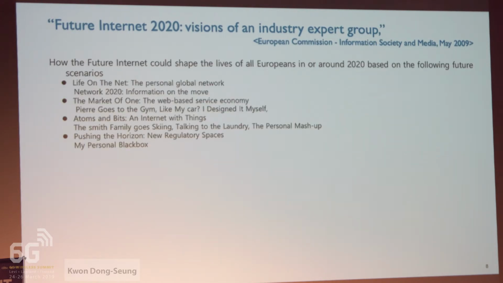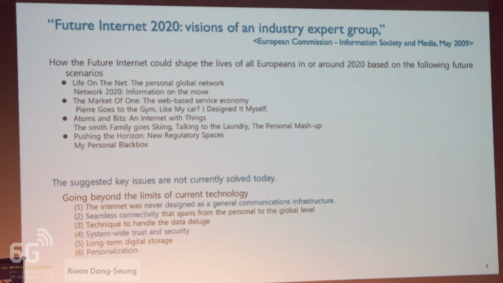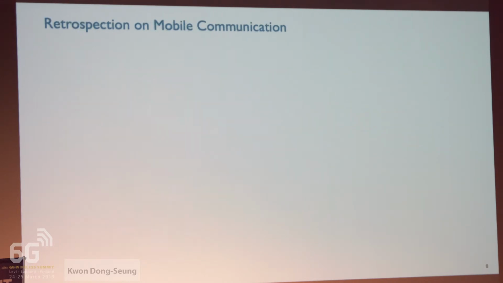They have said there are very many interesting topics. First topic is personal global network. Second is web-based service economy. Third is Internet with things. Fourth is my personal black boxes. And in order to achieve this, they have raised some kind of issues, but I think that is not solved until now. The vision, we have revisited the visions. We have seriously thought about what is the way to do.